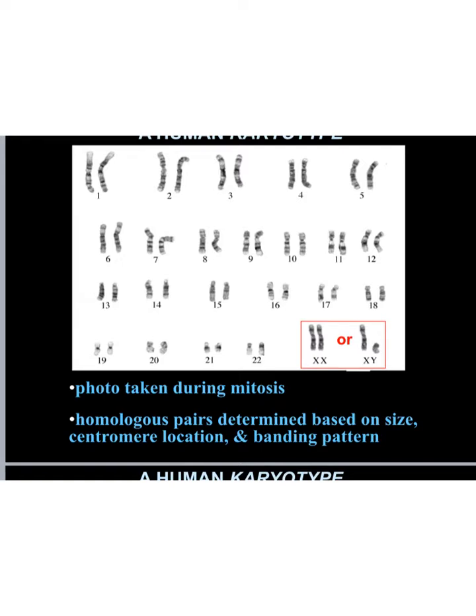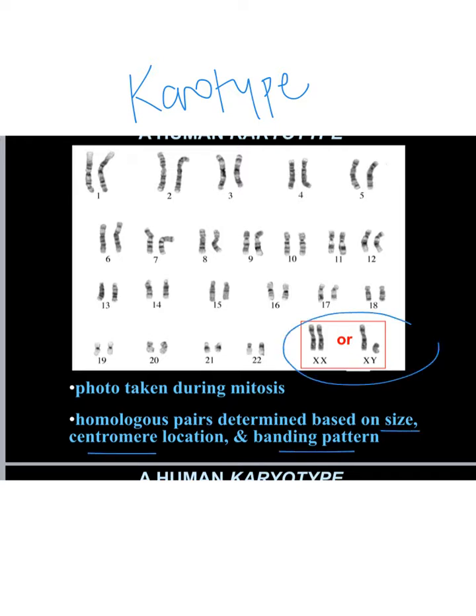Okay, so this is what we call a human karyotype. This is a picture of the chromosomes taken during mitosis and then paired up based on their homologous pairs. We base that on size, centromere location, and banding pattern. You can see these are our sex chromosomes down here. If we are a female, we are XX. If we are a male, we are XY.